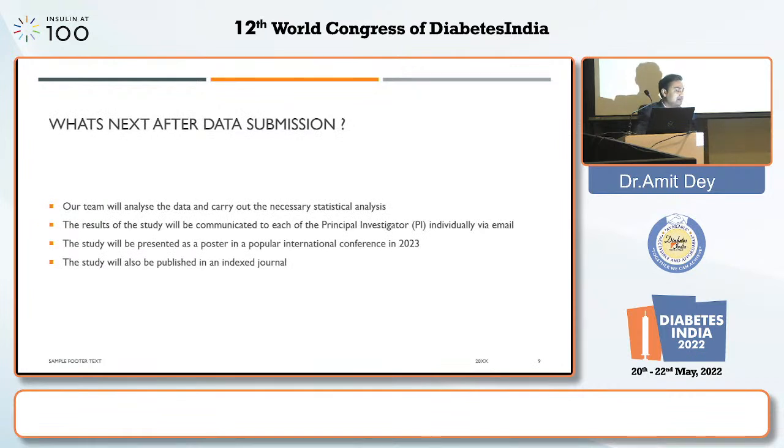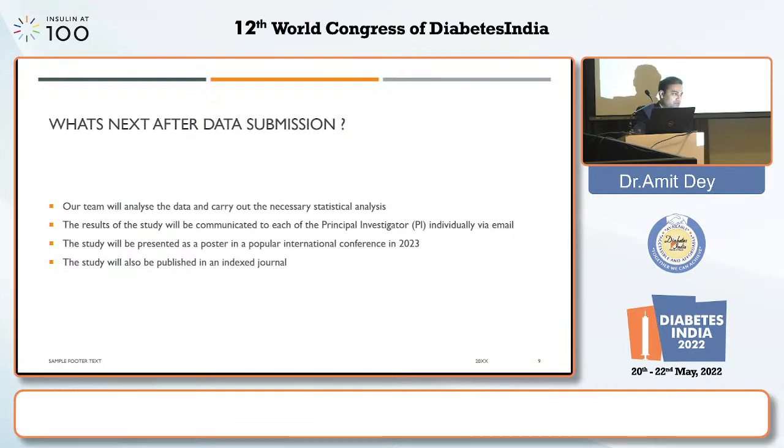So what's next after that? What are we looking at in the next 1 year? This is what we're going to try and do. We had discussions with the Novo Nordisk team, and they've agreed to help us in analyzing the data and carrying out the necessary statistical analysis. And of course, whatever result comes out of the study, positive, equivocal, negative, whatever comes out, will be communicated to each of the participants, each of the investigators via email before we go on to publish it.